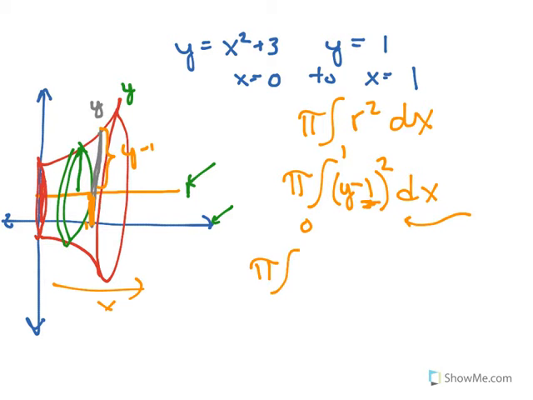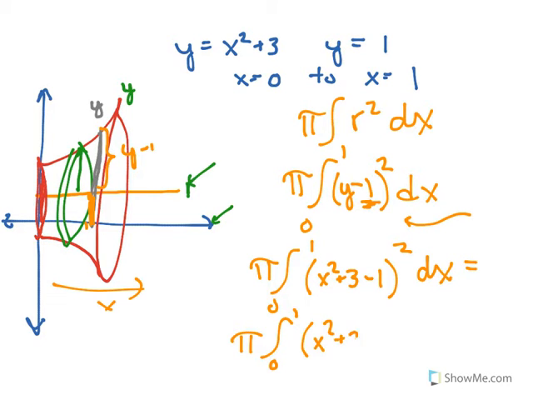I've got pi, the integral from 0 to 1 of y, which is x squared plus 3, minus 1, squared dx. Calculator, put it in just like that. Non-calculator, you can simplify it: x squared plus 2, squared dx.